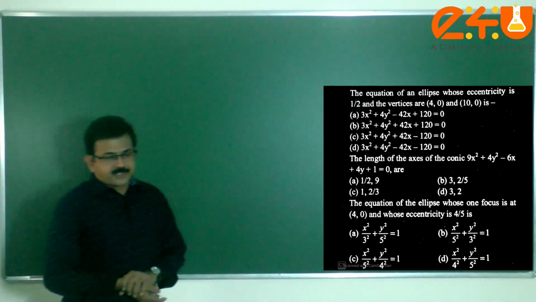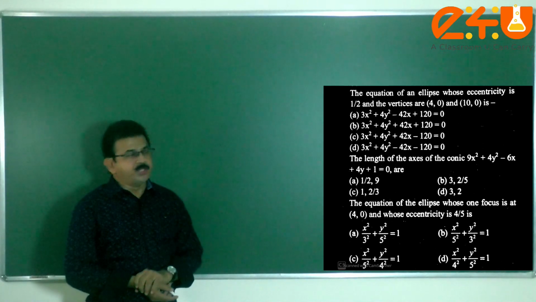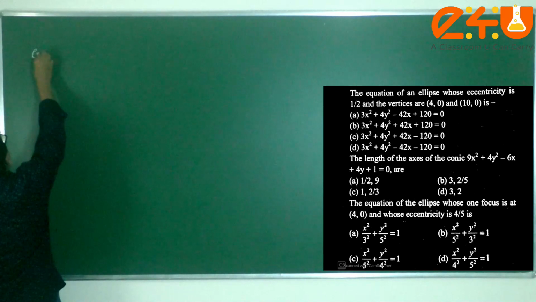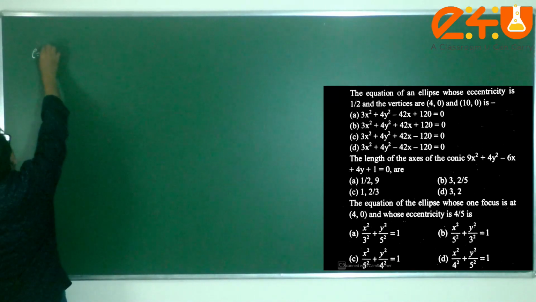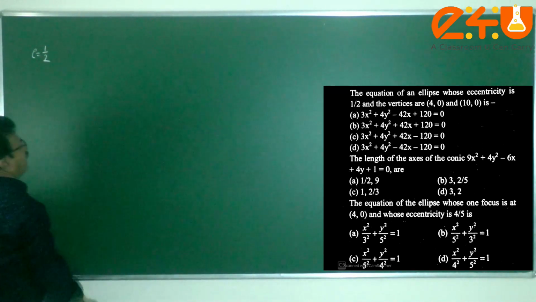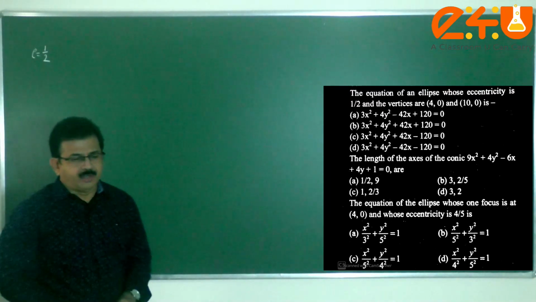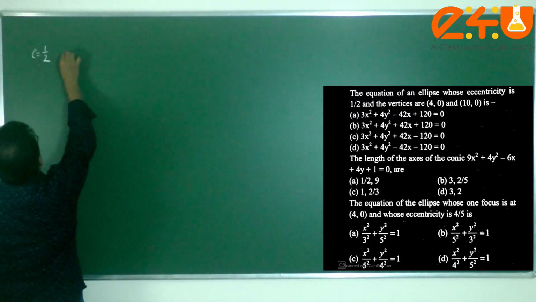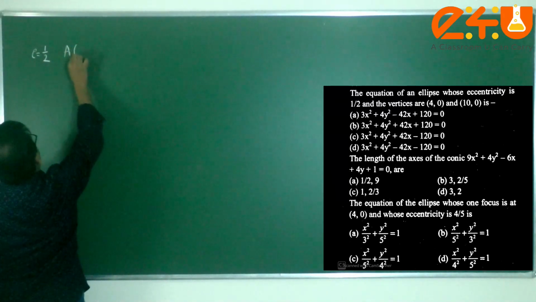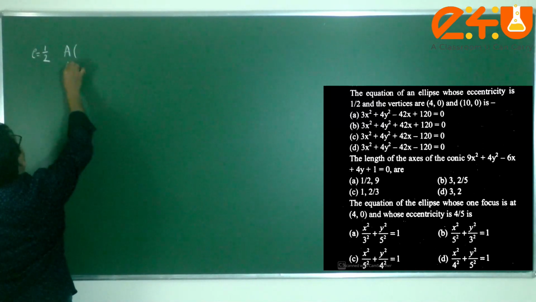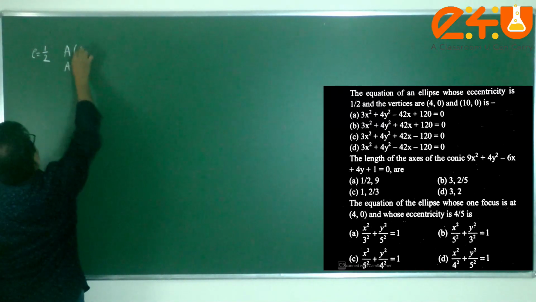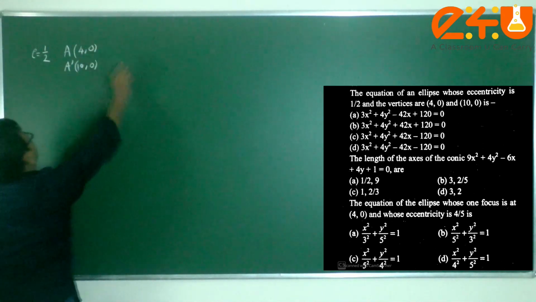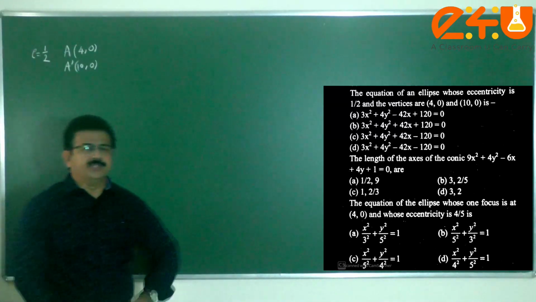Equation of an ellipse whose eccentricity is 1 by 2. Whatever clues are given, let me write. The eccentricity is half. The vertices are (4, 0) and (10, 0). What we mean is the vertices of the ellipse, that is A and A dash. So (4, 0) and (10, 0) happen to be the vertices.